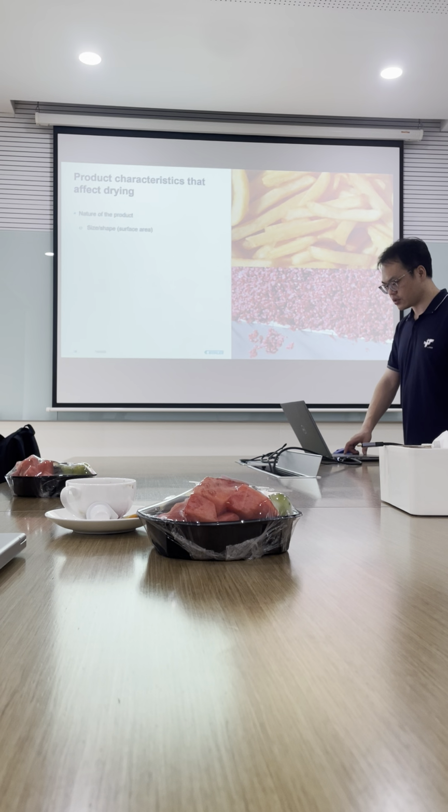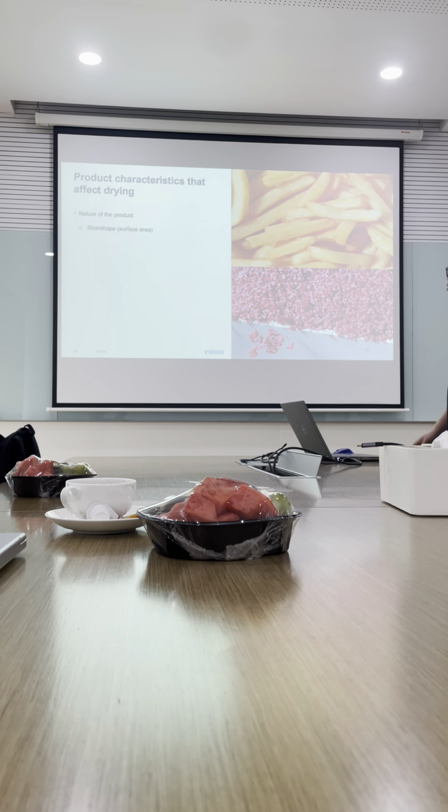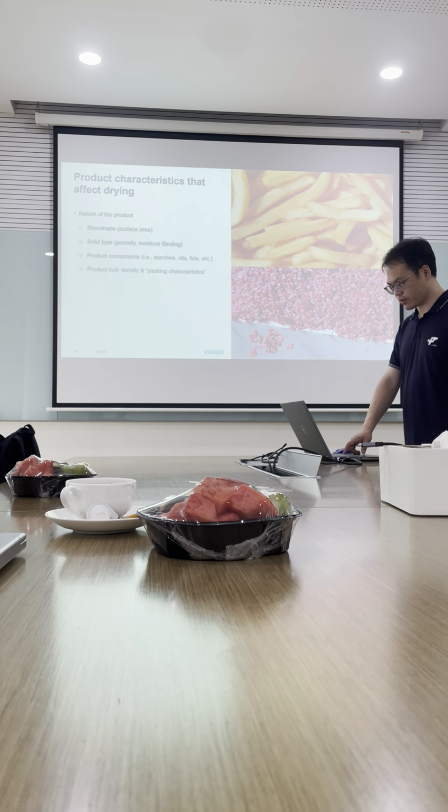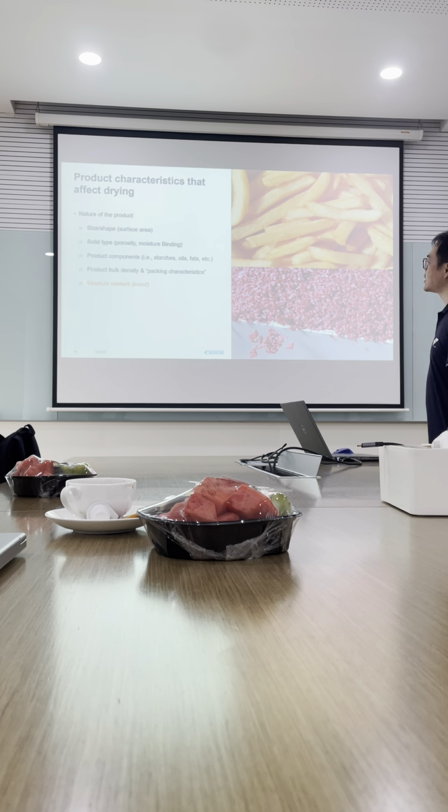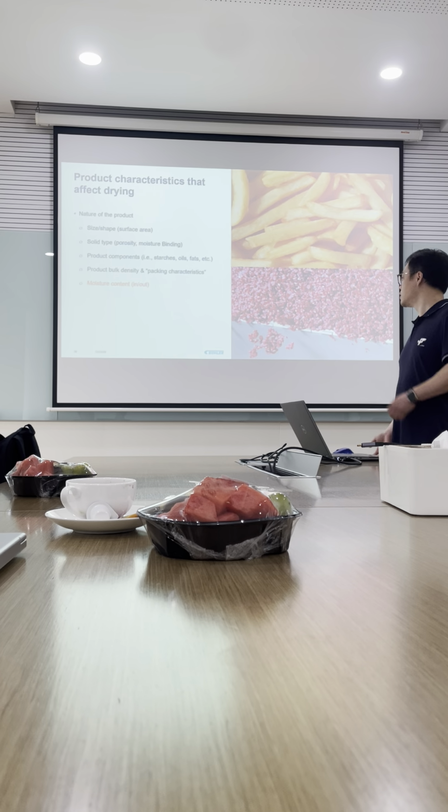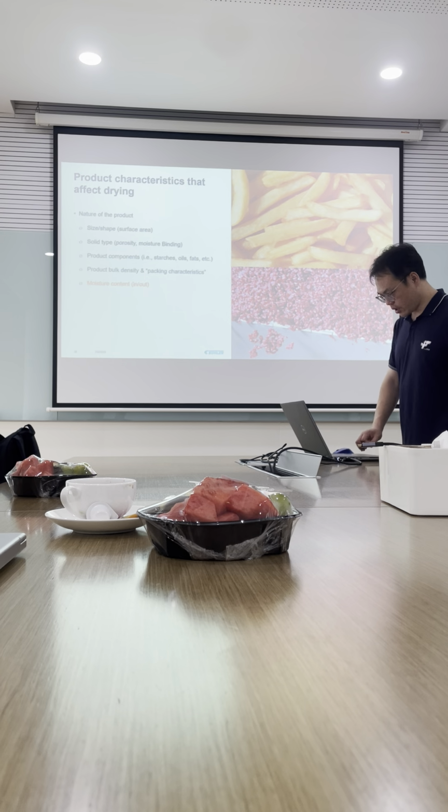These are the factors of the product that affect drying. You can see that they include size, surface area, solid type, product components, product density, and the moisture content in and out. Let's talk about the moisture content.